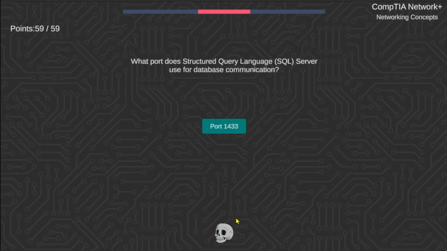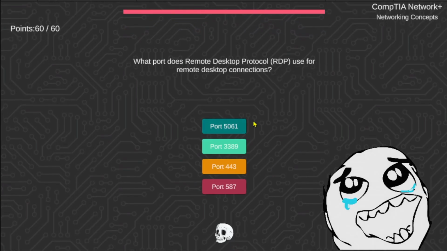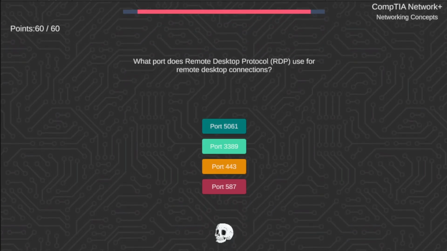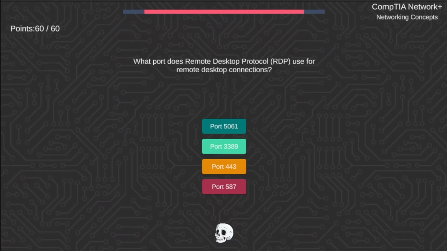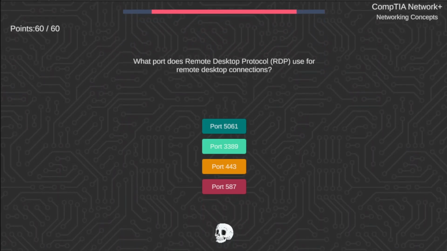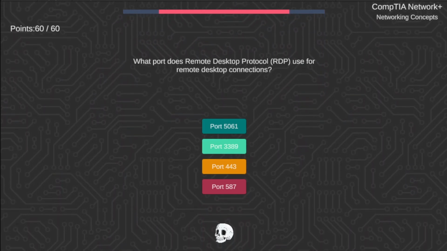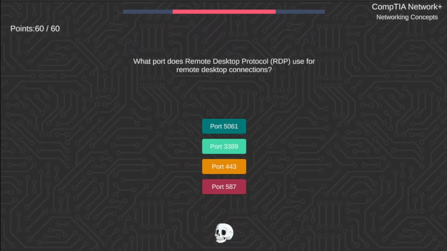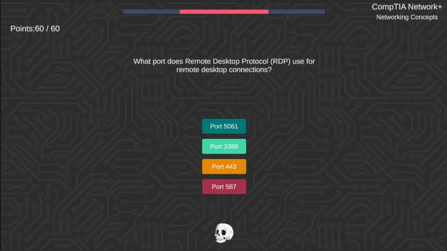Correct answer is port 1433. What port does Remote Desktop Protocol use for remote desktop connections? Port 5061, port 3389, port 443, or port 587? Remote Desktop Protocol, or RDP.